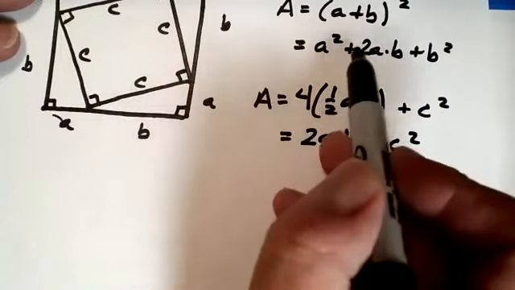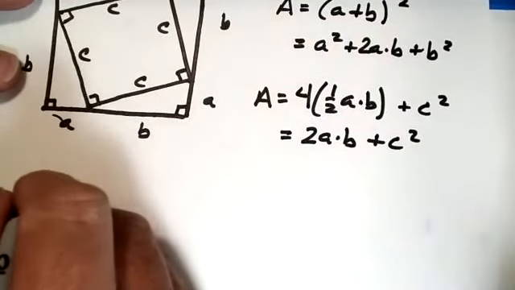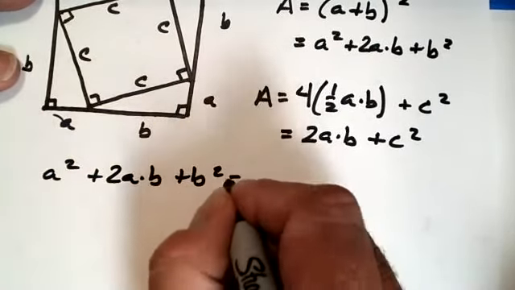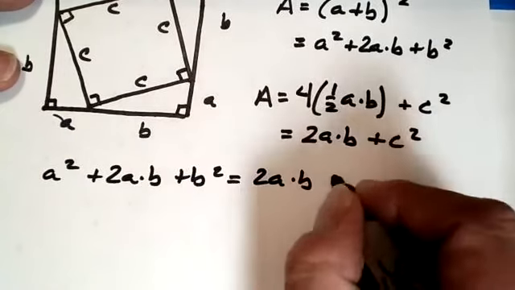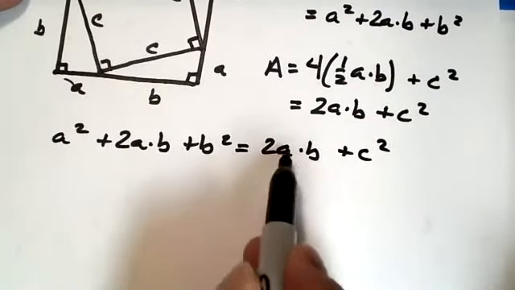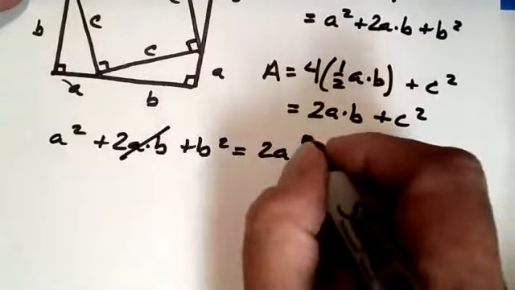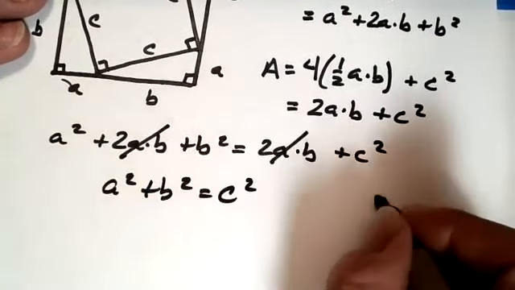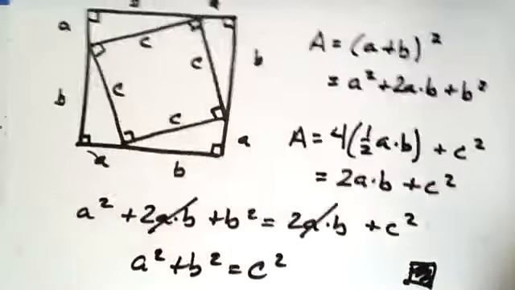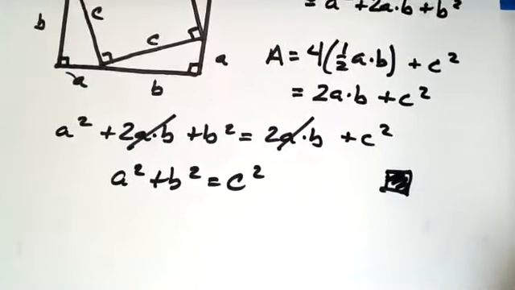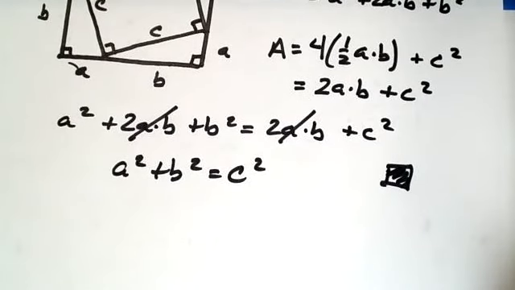So I have A squared plus 2A times B plus B squared is equal to 2A times B plus C squared. And notice I have a 2A times B on both sides of this equation, so I can cancel them. What I'm left with is that A squared plus B squared equals C squared, which was what we wanted to show in the first place, right? So this is a very quick proof of the Pythagorean theorem. And now that we have it, I think that I can use it with impunity.